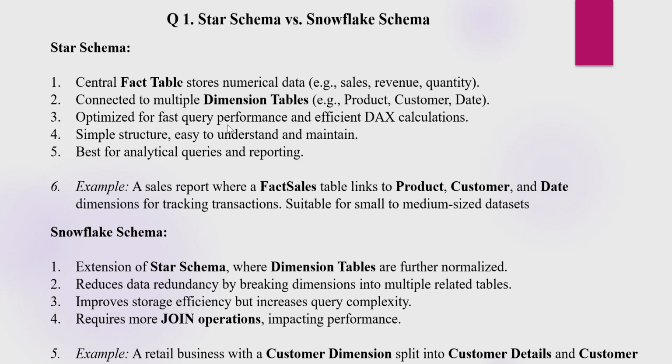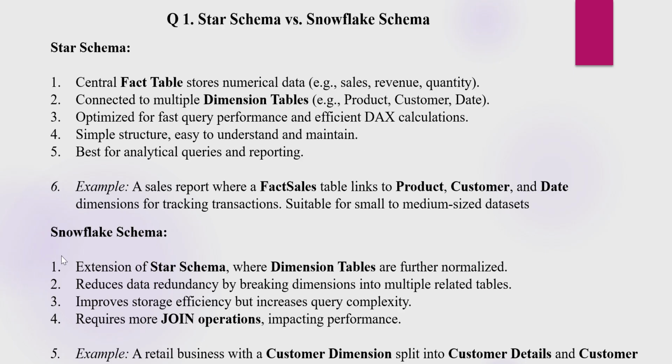So because of that, what happens? There is only one fact table in the data model, connected with many dimension tables. That is optimized for faster query performance. We use this for the star schema and efficient data calculations. It has a simpler structure, is easy to understand and maintain, and is best for analytical queries and reporting. We use it for reporting purposes, for simple, small to medium sized data sets. That time we use this.